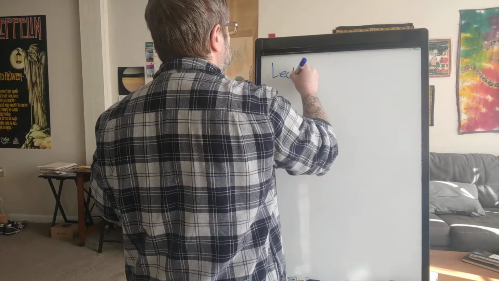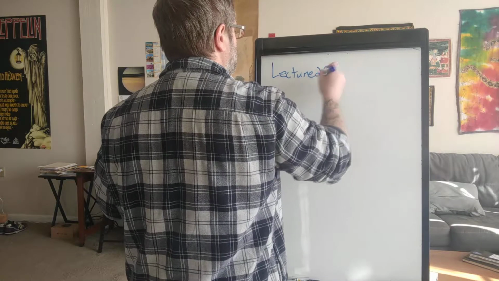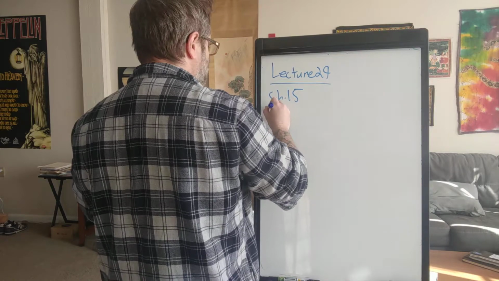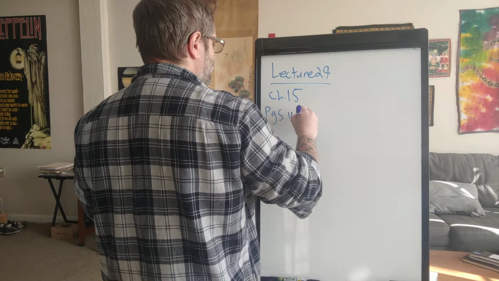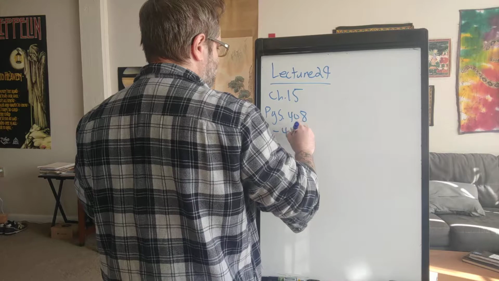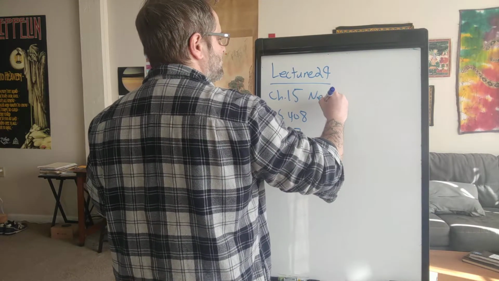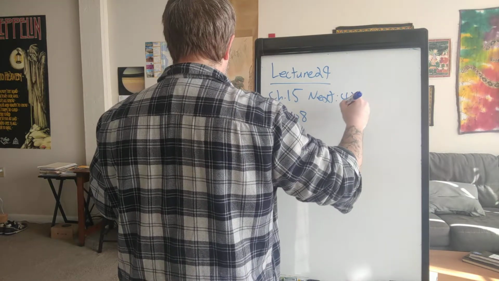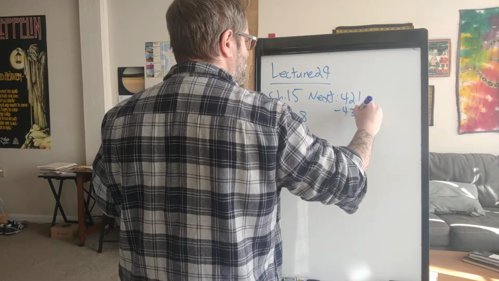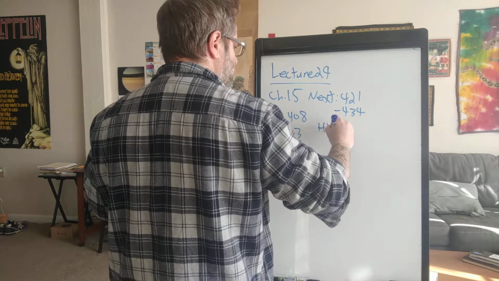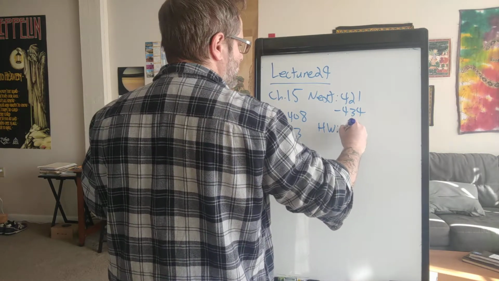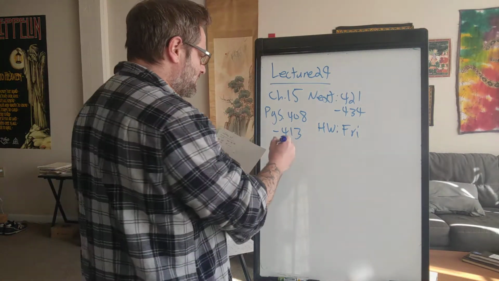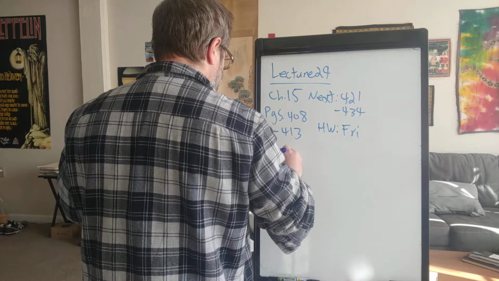So today is lecture number 29. We're going to cover stuff that's in chapter 15 from pages 408 to 413. For next class, read 421 to 434, and your homework will be due on Friday. So today is going to be a damped harmonic oscillator.